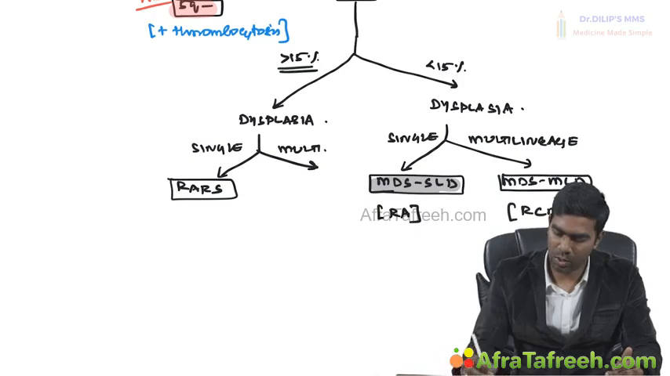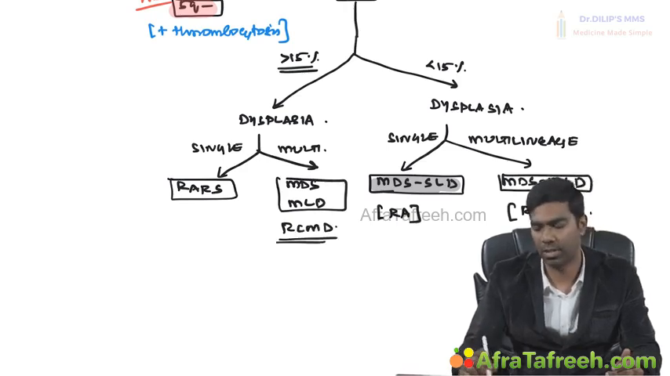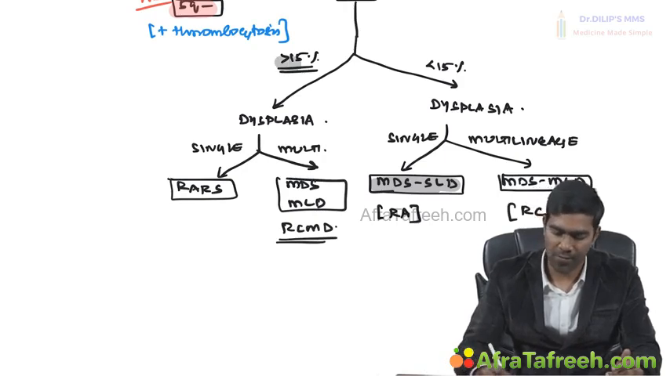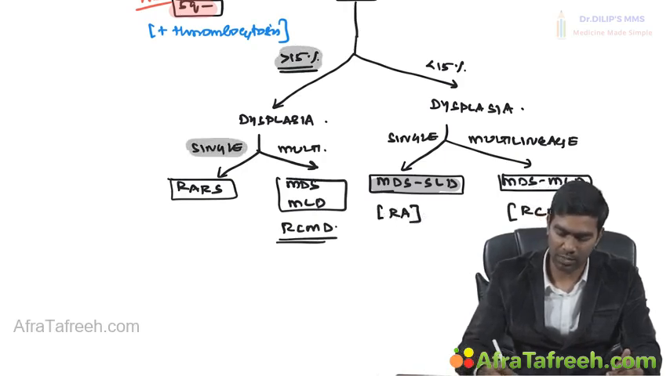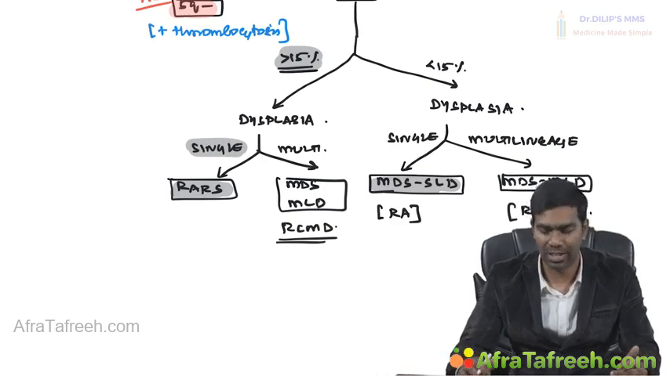And again, this will go towards MDS with multilineage dysplasia, or refractory cytopenia with multilineage dysplasia, otherwise referred to as RCMD. That's it. More than 15% sideroblasts with single lineage dysplasia, definitely that's erythroid, is what we refer to as refractory anemia with ringed sideroblasts.